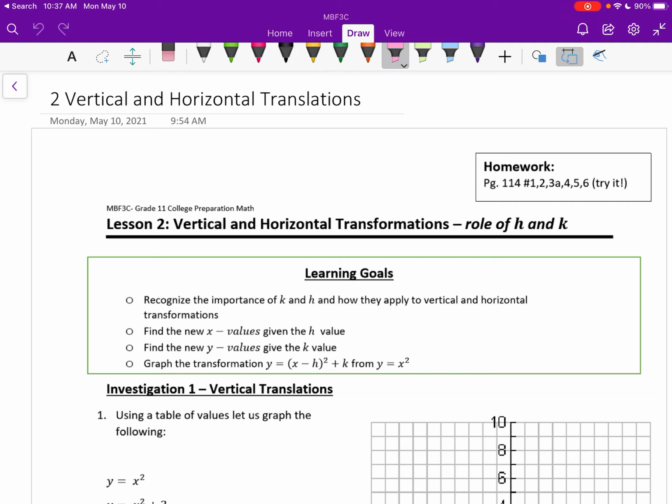Just so you know, again, from your textbook pages that I have posted on Google Classroom, those are going to be the homework questions that you're going to be responsible for. It's going to be page 114, 1, 2, 3A, 4, 5, and just try to do number 6. Number 6 is a little bit more difficult, but try to do that one as well, okay?